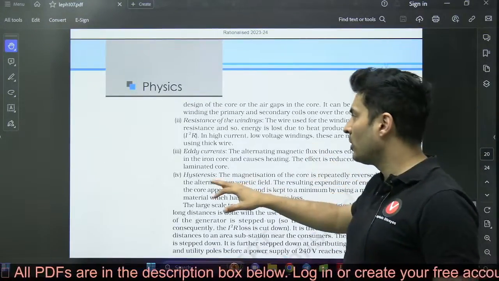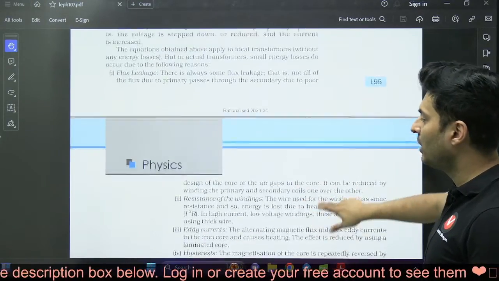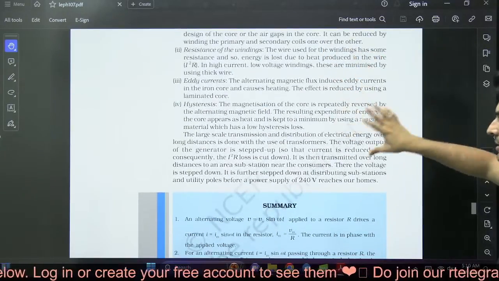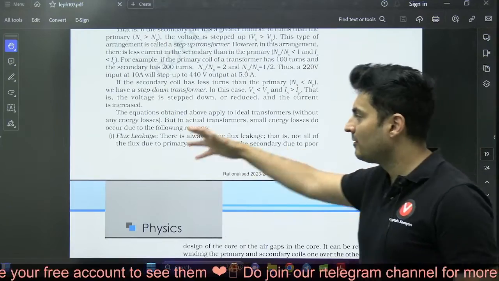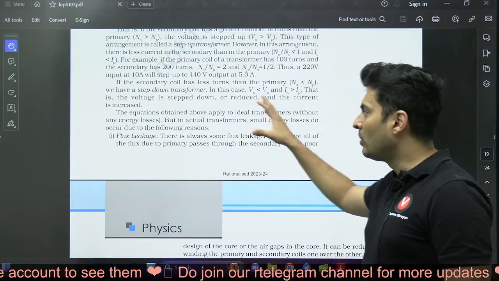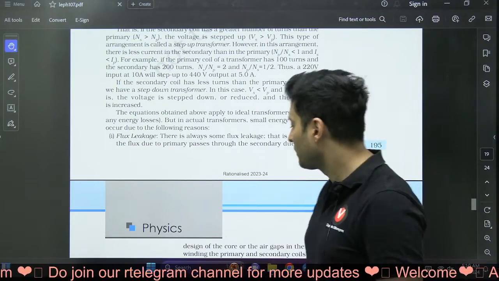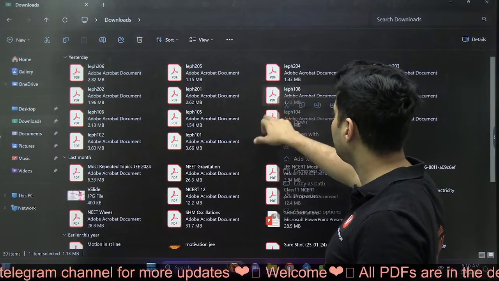There are three kinds of losses, and what you do for the minimization of the losses is mentioned right over here. So try to remember these losses and what is done. Hysteresis loss, eddy current loss, resistance of the windings, flux leakage. All these points are important from a theory point of view. You might get a question on that. So that was your transformers.